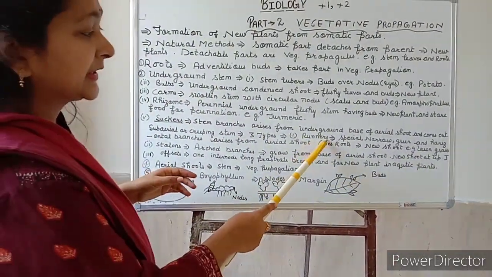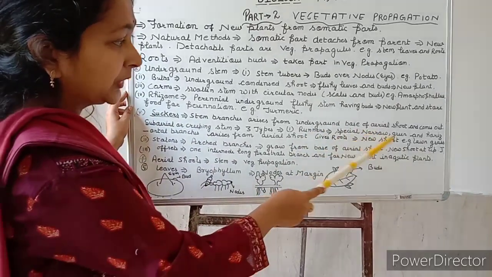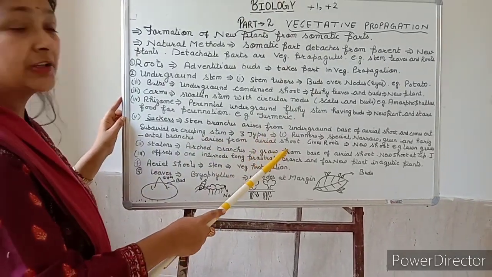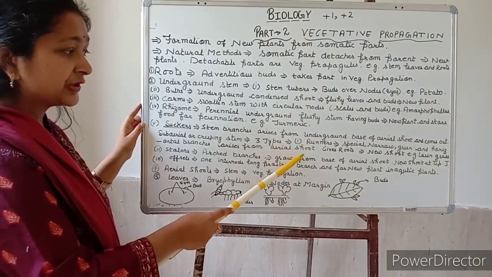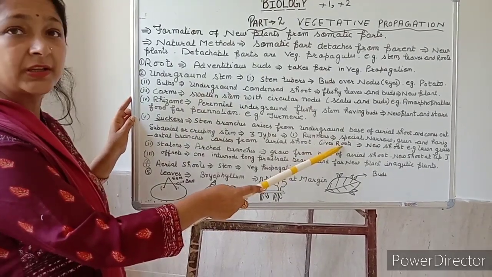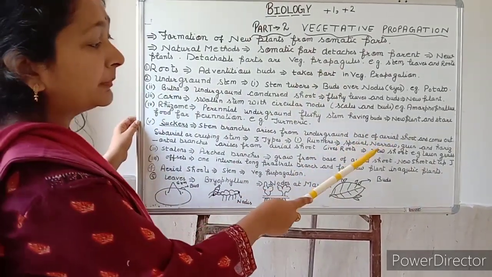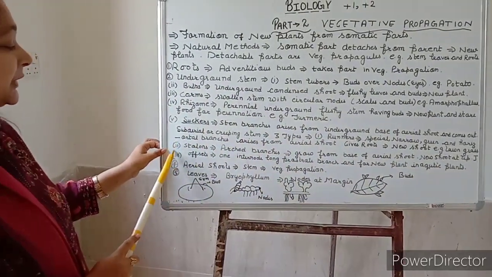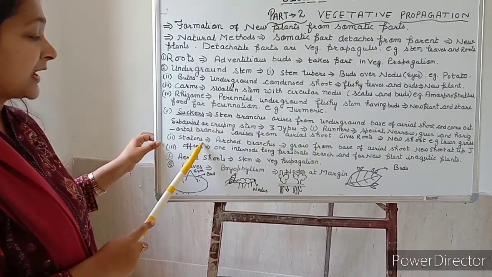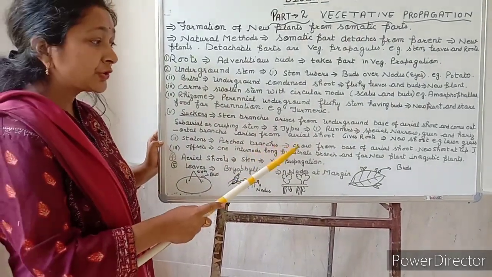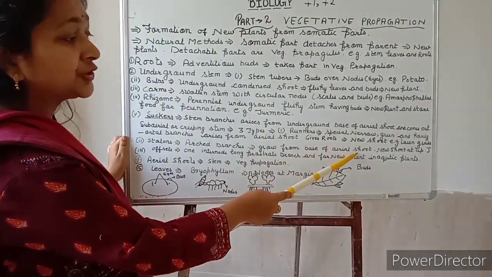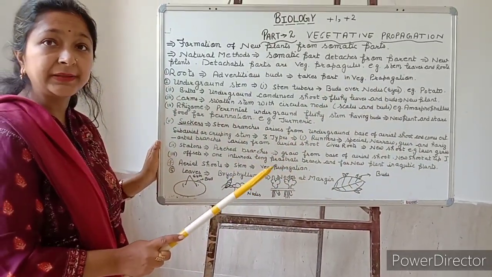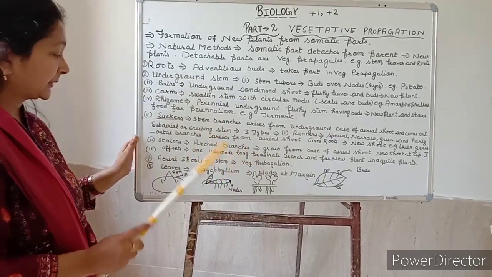First is runners. Runners are special, narrow, green and horizontal branches which arise from aerial shoots. These aerial shoots give roots. When roots are given, they will form a new shoot. An example is lawn grass. Second one, stolons. Stolons are arched branches which grow from the base of aerial shoots, and new shoots are formed at the tip. An example is jasmine.